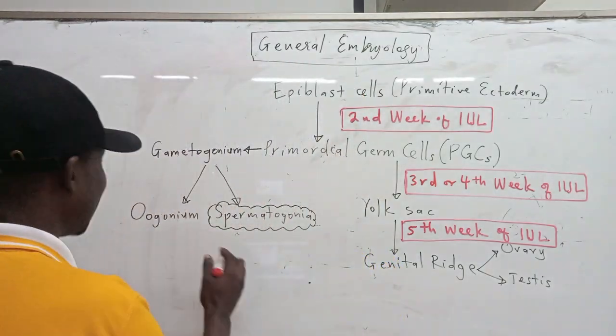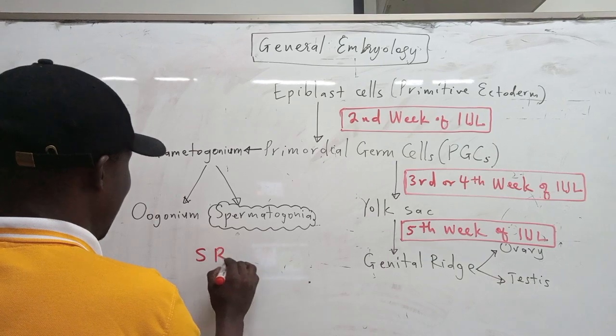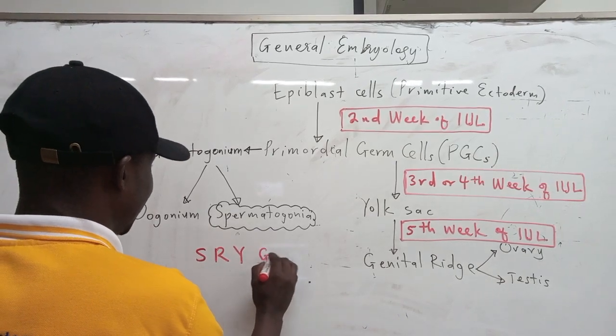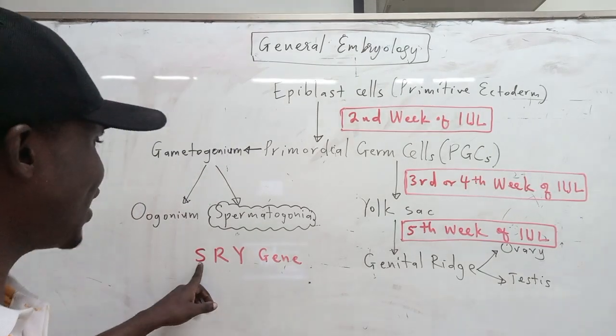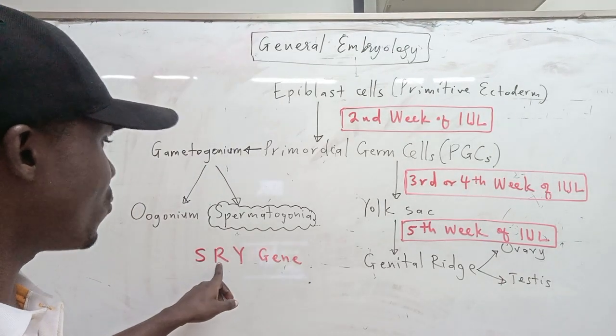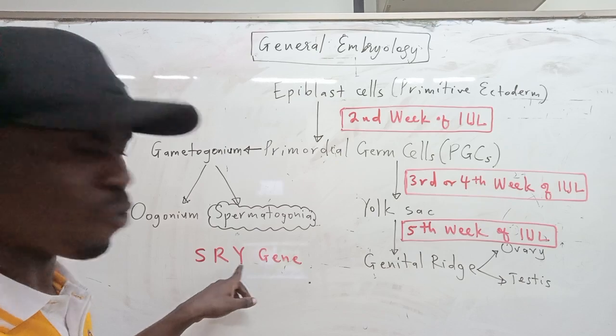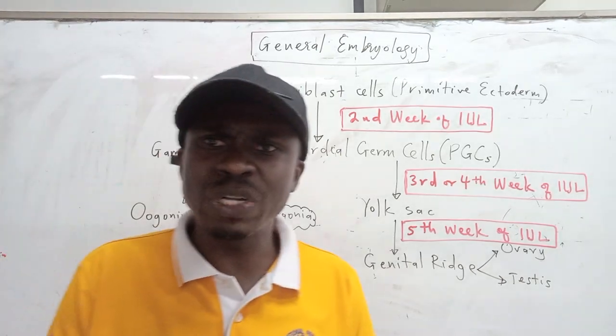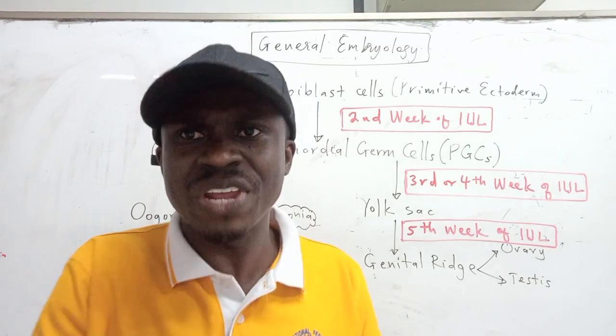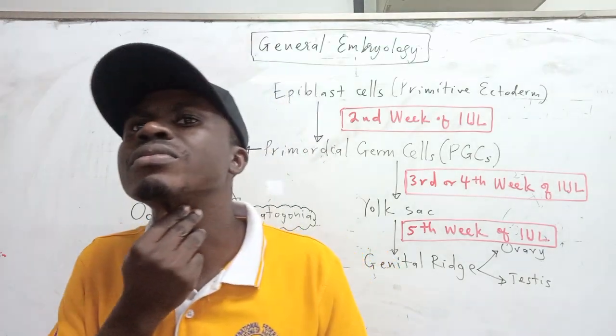For now, the SRY gene. So simply, we call it the sex-determining region Y gene. It is the one that is going to determine the sex of the embryo or the fetus.